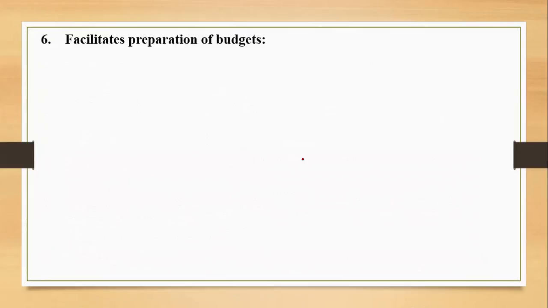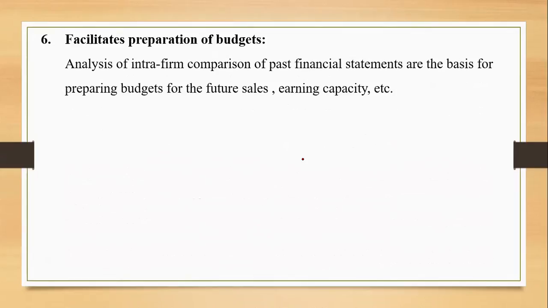Next is facilitates preparation of budgets. When you do the analysis, it helps us to prepare the various budgets. Budget is not restricted to just cash budget. It may be related to sales, it may be related to expenses, and expenses may be different kinds of expenses. It may be like the fixed expenses, the variable expenses, the admin expenses, the selling expenses. So many budgets can be prepared. So with the help of analysis, intra-firm comparison of past financial statements are the basis for preparing budgets.